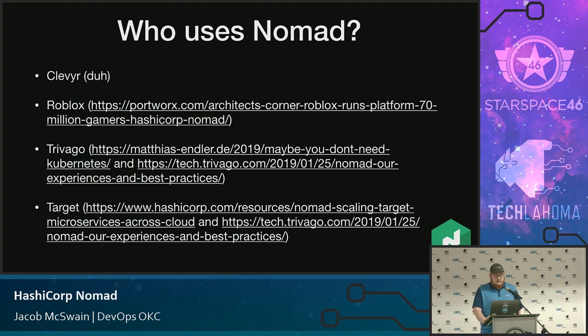And then so who uses Nomad? We do, obviously. Roblox does. Trivago, which that quote that I pulled about not having vendor lock-in is actually from that first site under Trivago, which is actually a really good article to read. I'd definitely recommend that. The "Maybe You Don't Need Kubernetes" article. And then also another link from Trivago themselves talking about Nomad.